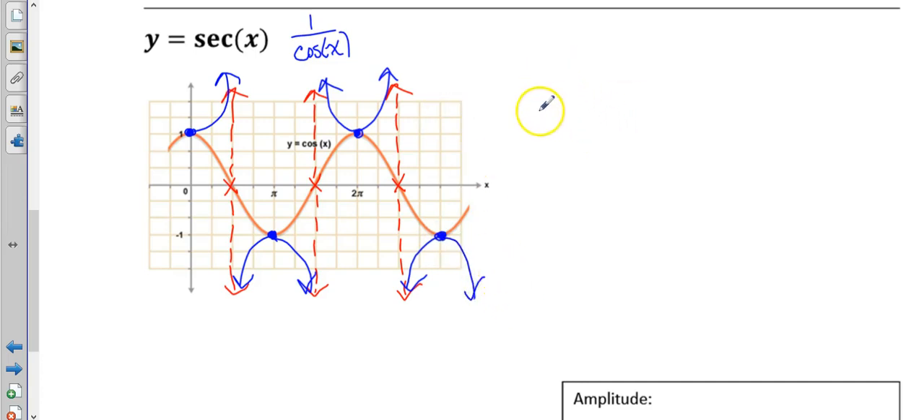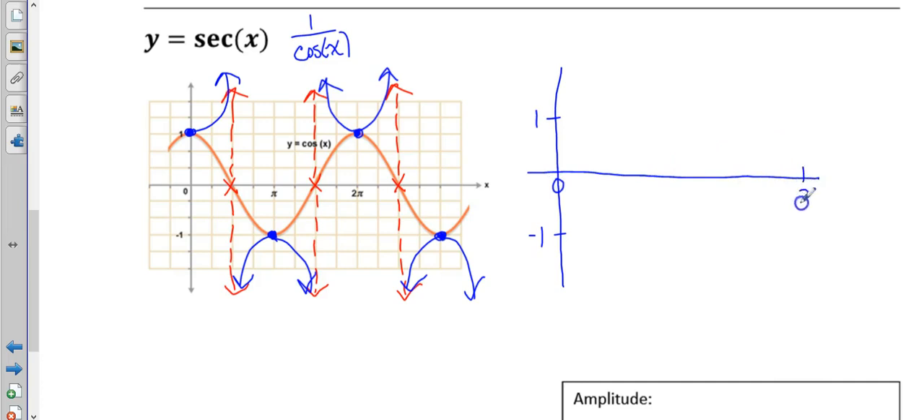So now let's pull it off of that starting point where we still have cosine. Now let's just see what secant would look like all by itself. Zero to 2 pi. Cut it in half. Cut it in half again.